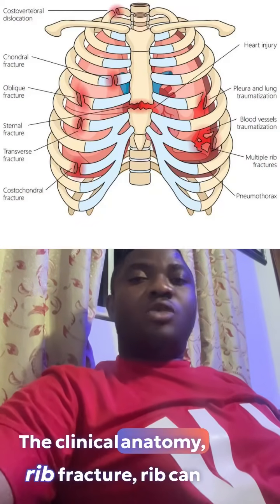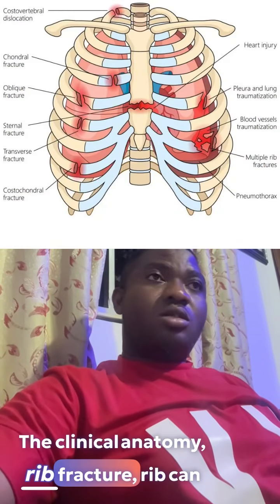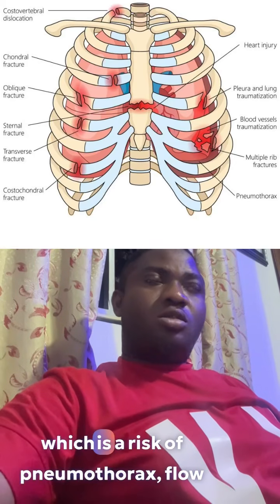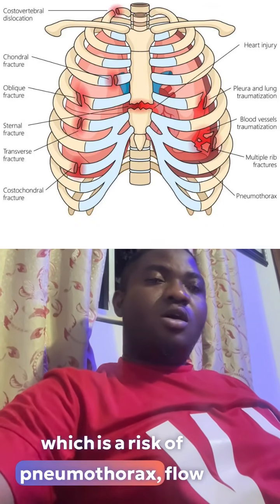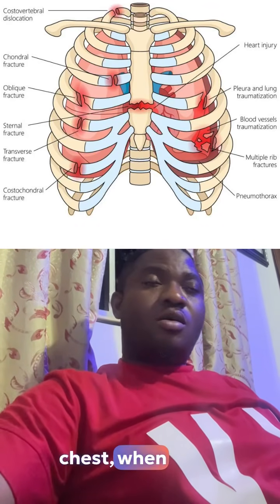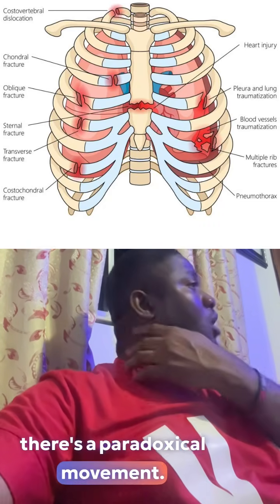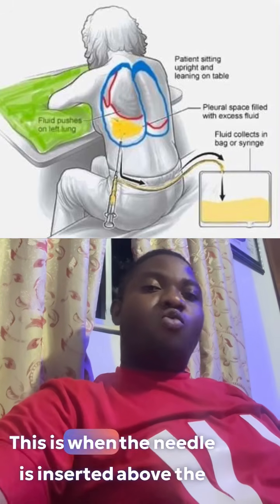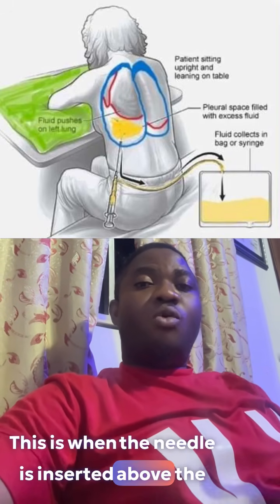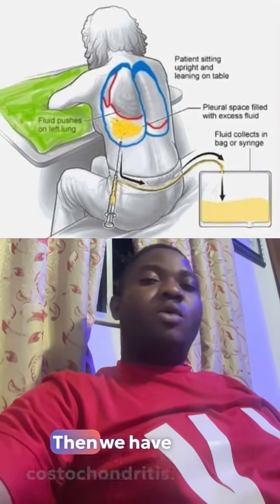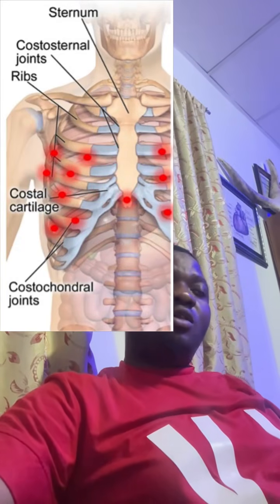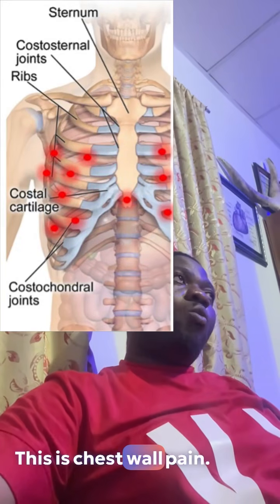The clinical anatomy: rib fracture. A rib can fracture, which is a risk of a pneumothorax. Flail chest, when there's a paradoxical movement. Then we have thoracocentesis. This is when a needle is inserted above the upper border of the rib. Then we have costochondritis. This is chest wall pain.